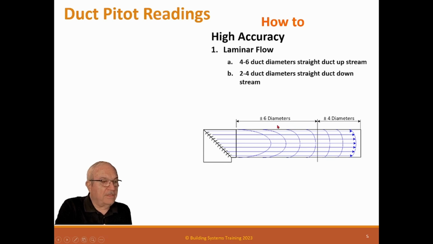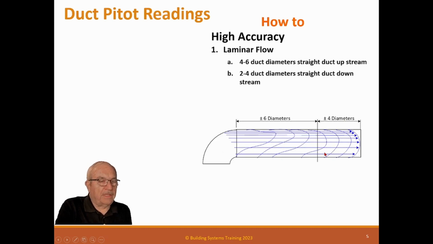And diameter means the small dimension of the duct. So if you have a 24 by 12, you'd want to be at least 6 feet down from this elbow and 4 upstream of any other thing. Whatever you have, if you had anything else down here, you'd want to be 4 diameters up. And this is a practicality of where you want to take your pitot. And all you're trying to do is get in nice laminar flow.